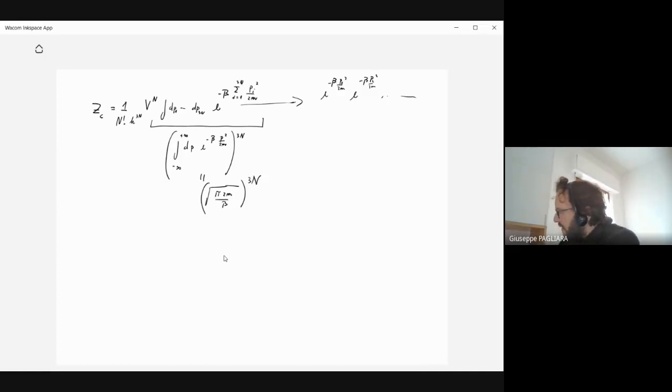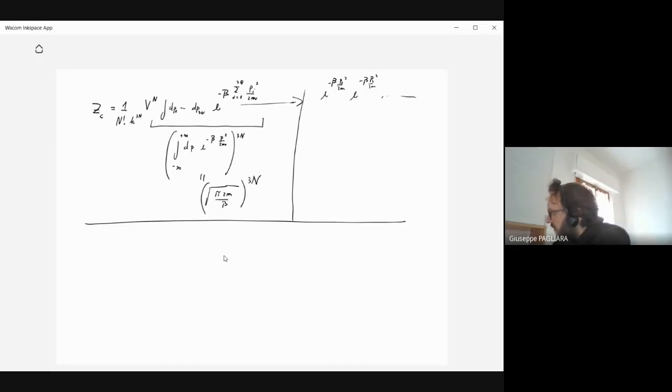Okay? Now, we can write Z_c as follows. Z_c is V to the power of N divided by N factorial h to the power of 3N. And then I have a 2 pi m times k_B T.